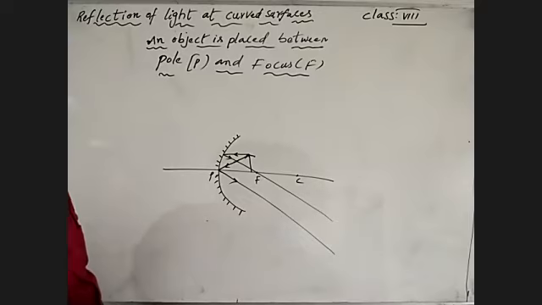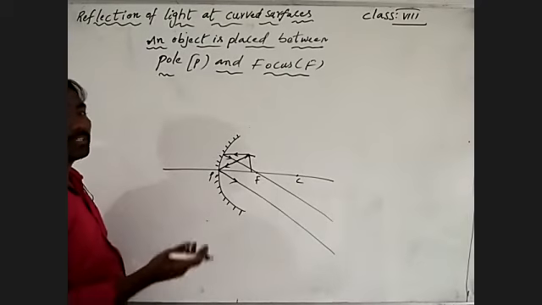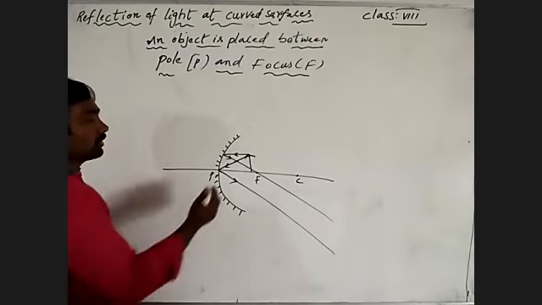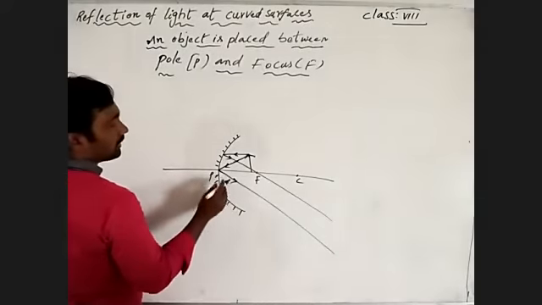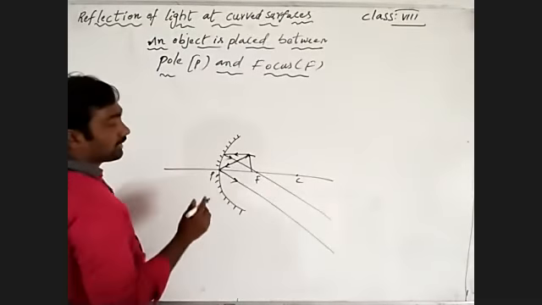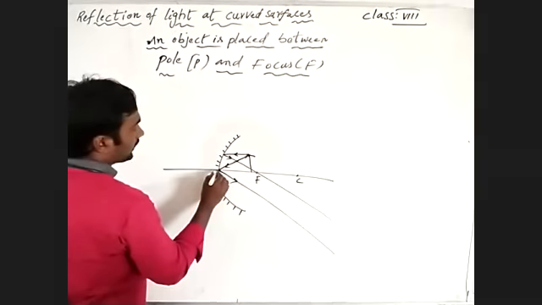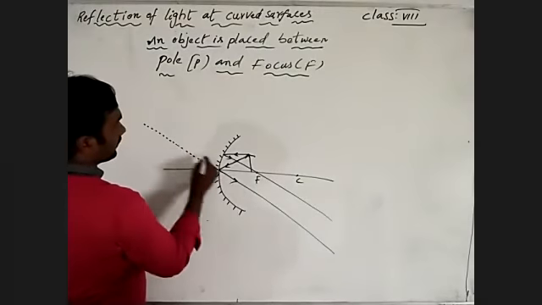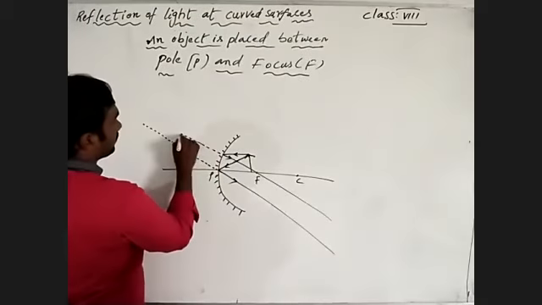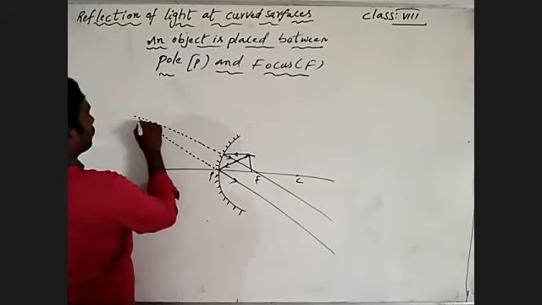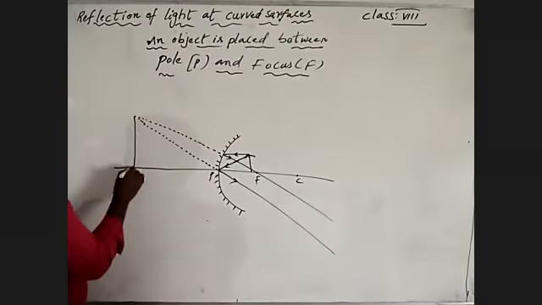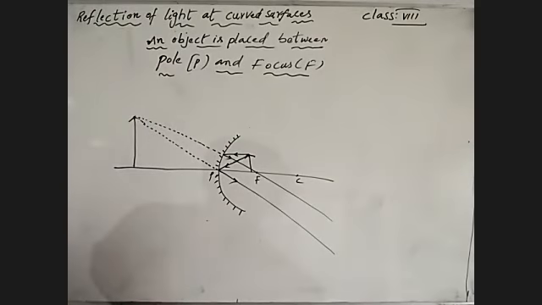If they never intersect anywhere, where will the image be? We are going to draw the imaginary image. We extend the reflected light rays. This is one I extended, and this is one more light ray extended. Where they both intersect, there the image is formed.